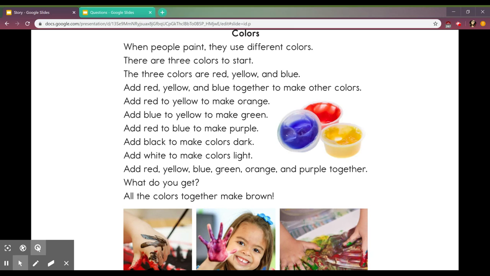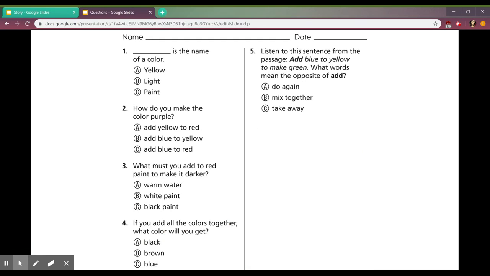So now that we've read it, we can go back and answer the questions. Number 1, blank is the name of a color. This one is super easy. We got yellow, light, or paint. Yellow is definitely a color. B, light. Light is not a color. Paint. Paint is not a color. So there's only one option. Yellow is the name of a color. Well, that's a really bad coloring in job.